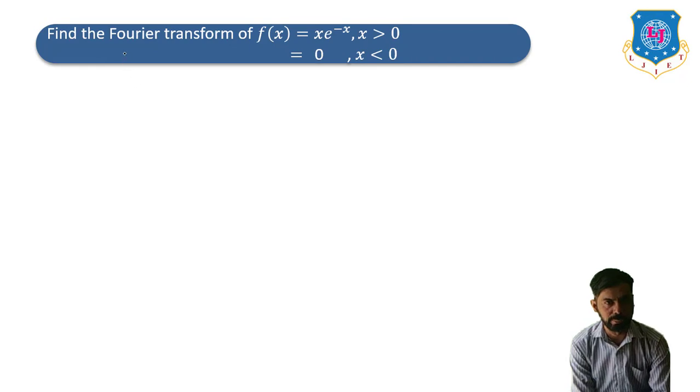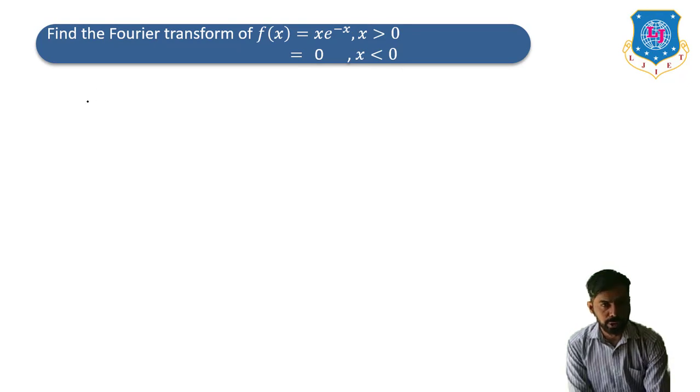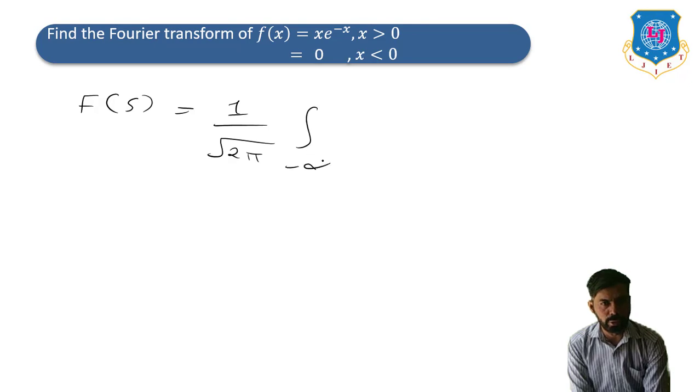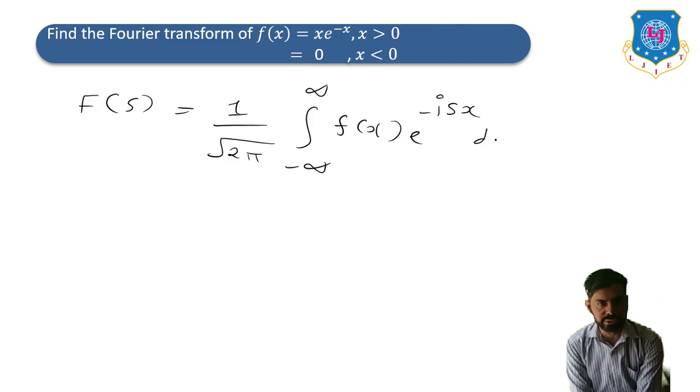So first example, find the Fourier transform of function f of x which is equal to x into e raised to minus x for x greater than 0 and it is 0 for x less than 0. So we know the formula of Fourier transform. So we know that Fourier transform of function f of x is given by F of s, that is equals to 1 over square root of 2 pi integration from minus infinite to plus infinite f of x into e raised to minus i sx dx.